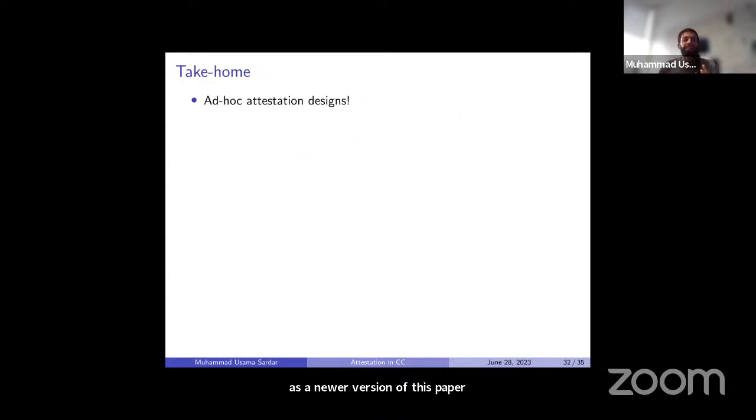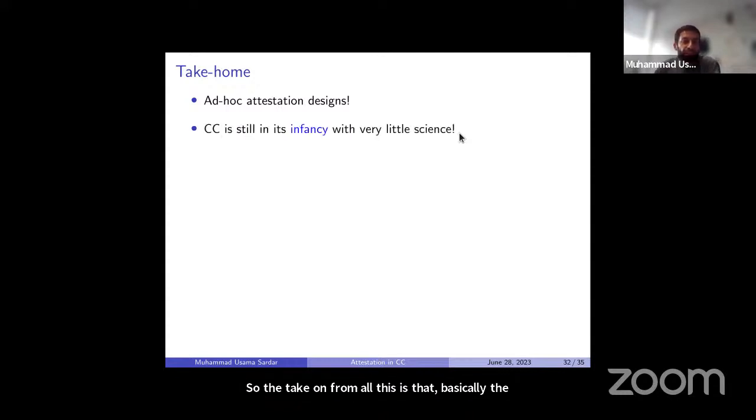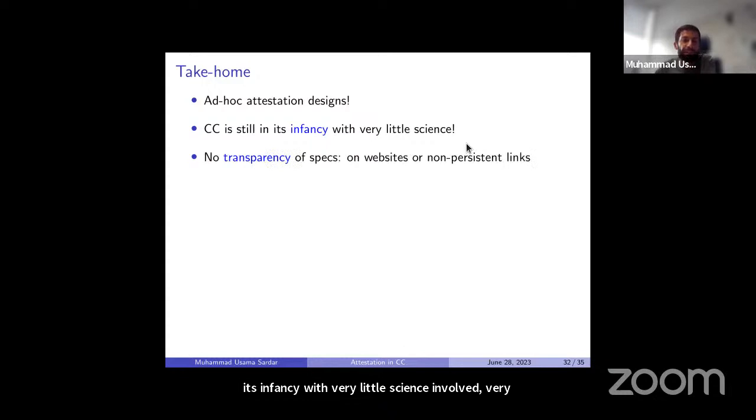So the take-home from all this is that the attestation designs are created in an ad hoc way, and confidential computing as a domain is still in its infancy, with very little scientific argumentation involved. And there's no transparency of the specifications. SCONE has its specifications on its websites, so one can easily change them without being noticed. And as I said, for Intel, they are on non-persistent links, and the content keeps changing on the same links.